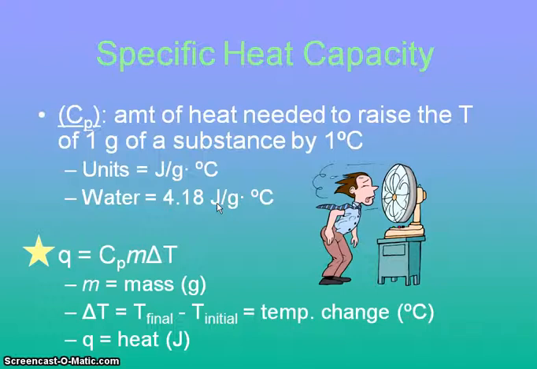One of the equations that we're going to be using that has specific heat capacity in it is this one here, Q equals Cp m delta T. So Q is going to be heat or thermal energy, so that's going to be in joules or kilojoules. Cp is our specific heat capacity in joules per gram degree Celsius. M is mass in grams, since that's what our mass units are in the specific heat. And then delta T is going to be the temperature change, so the final temperature minus the initial temperature. And this will be in degrees Celsius.